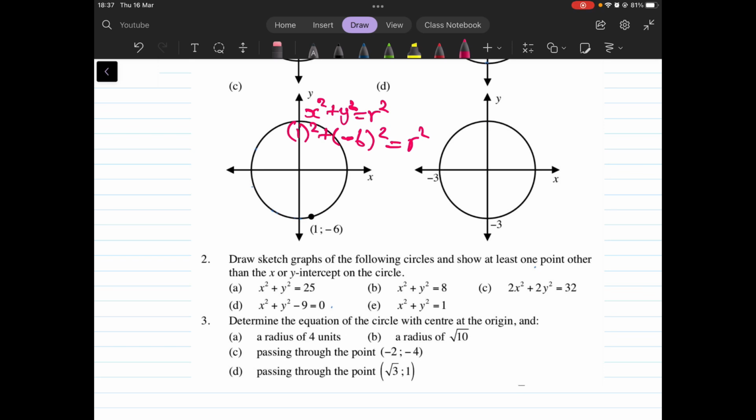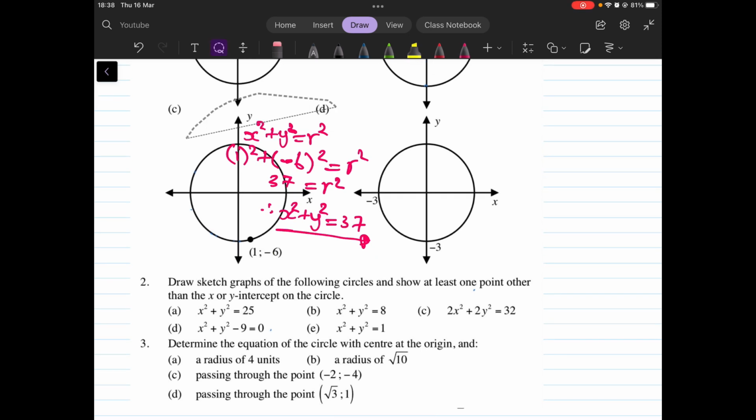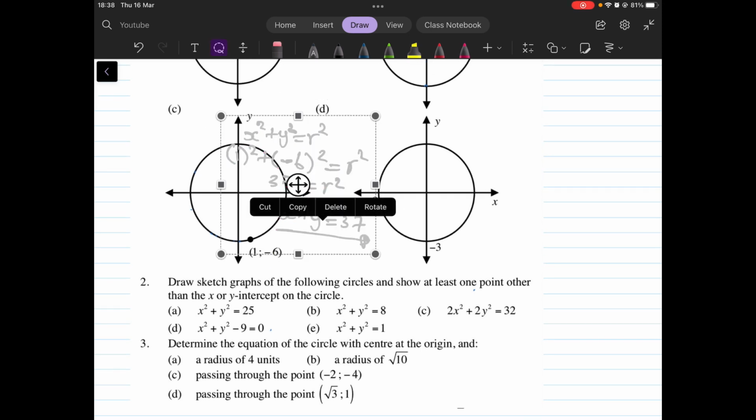What is negative 6 squared? Negative 6 squared, if my mind serves me well, it's something like 36, but I'm just going to confirm. It is actually 36 plus 1, which is 37. That is equals to your r squared. Therefore, now to write the final equation is just x squared plus y squared equals to 37. That is the final equation. Again, we are erasing. We are looking at D.